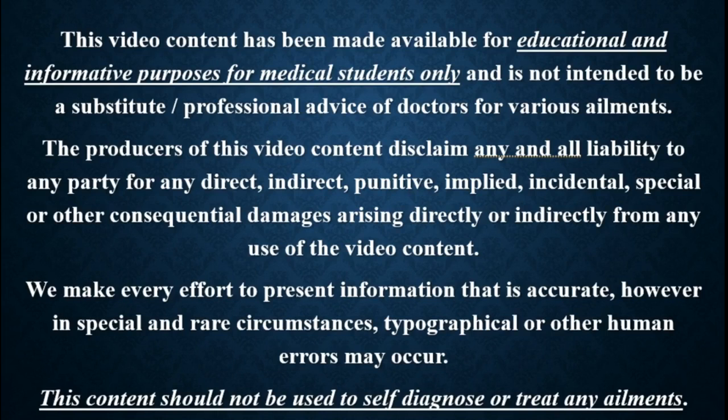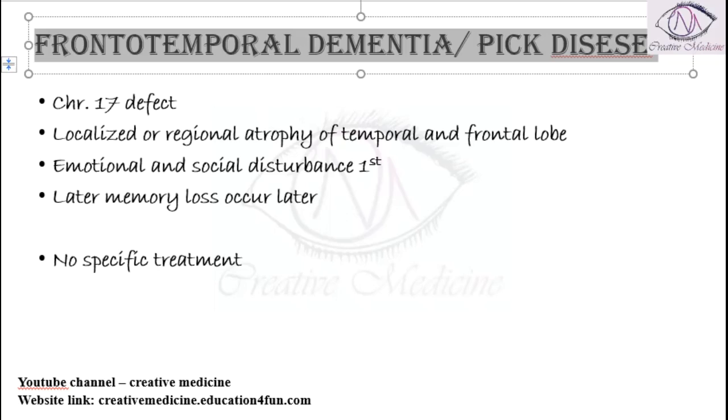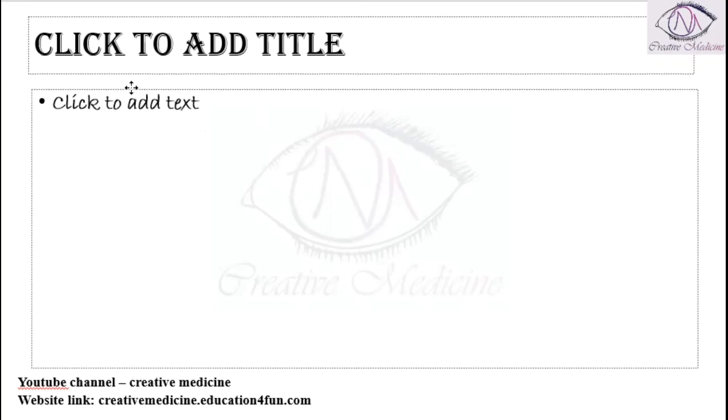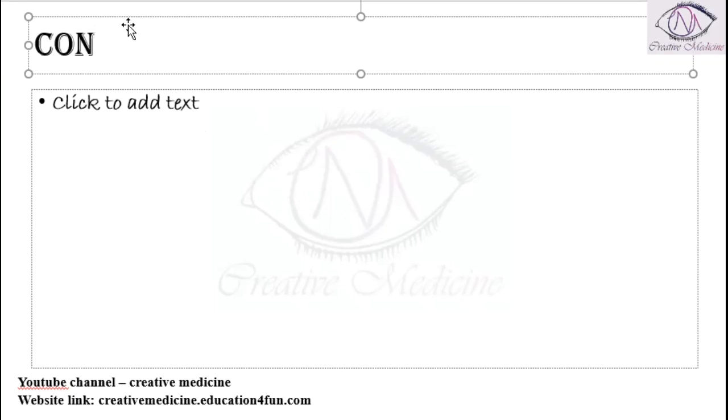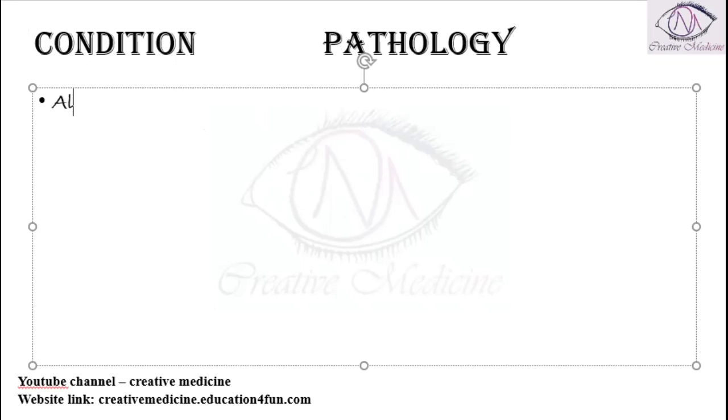In this lecture, we will learn about a chart with conditions and their pathology. First, the disease Alzheimer's disease. In Alzheimer's disease, you will see that diffuse cerebral atrophy is seen.